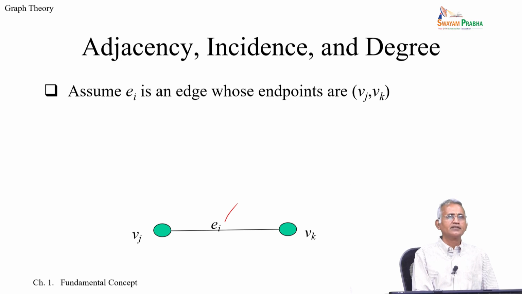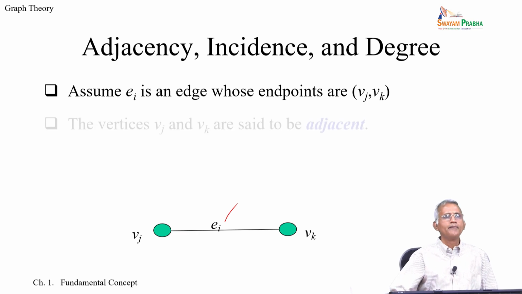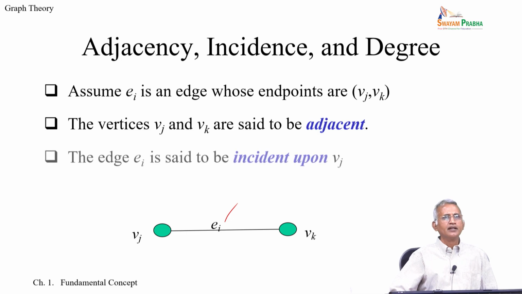If Ei is an edge whose endpoints are Vj and Vk, then the vertices Vj and Vk are said to be adjacent. The edge Ei is said to be incident upon Vj. So, if you take Vj and connect it with the edge, without taking Vk, then it is called incident. Vj and Ei connected is said to be incident.